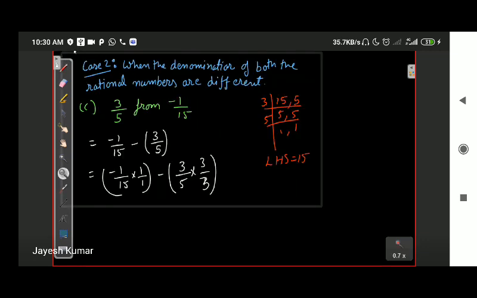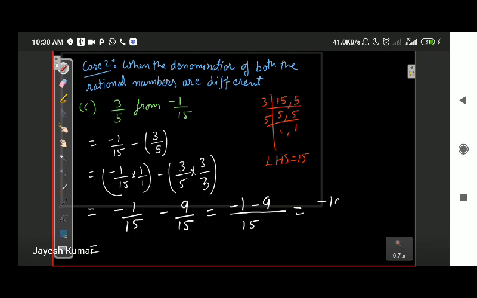So let's continue. This will be minus 1 upon 15 minus 9 upon 15. Once the denominators are the same, we jump back to case 1. Case 1 was we take the common denominator, we write down the numerators as they were, and we simplify the answer. This is minus 10 upon 15. On simplifying, 5 2s are 10 and 5 3s are 15. So your final answer is minus 2 upon 3. This is how you do the questions of both the cases. I hope it is understandable to you all.